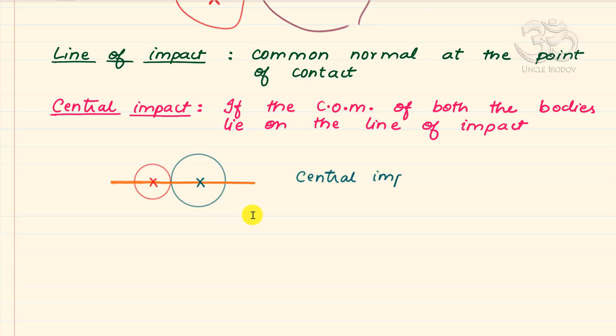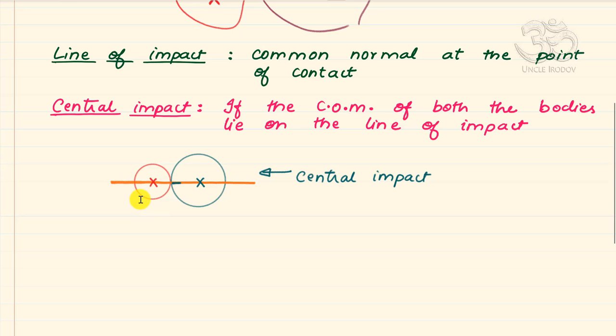Now you should see that in this impact I have not drawn the velocity vectors. So the balls may be moving in some other directions, it doesn't matter. But what we are going to have is a central impact. Now what happens during the central impact is the force exerted by the red ball on the green one will go through the center of the green one, center of mass of the green one, and the force exerted by the green one on the red one will go through the center of mass of the red one.